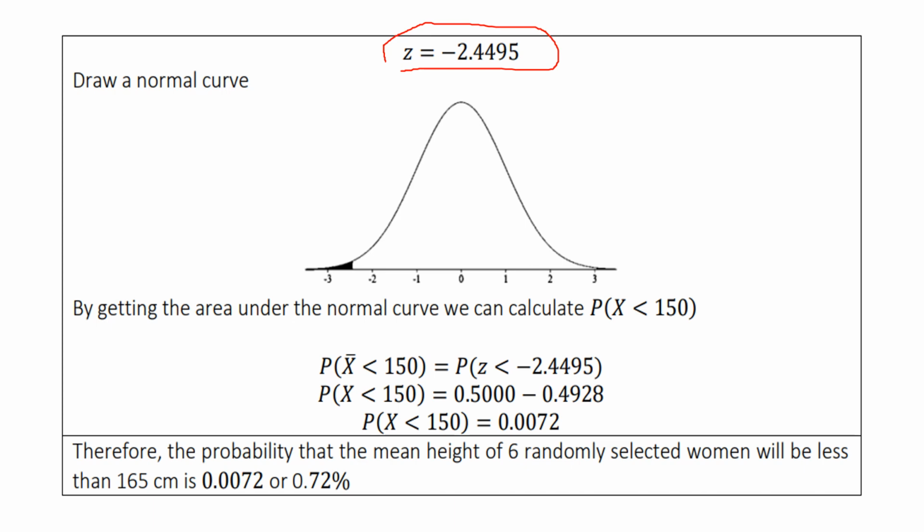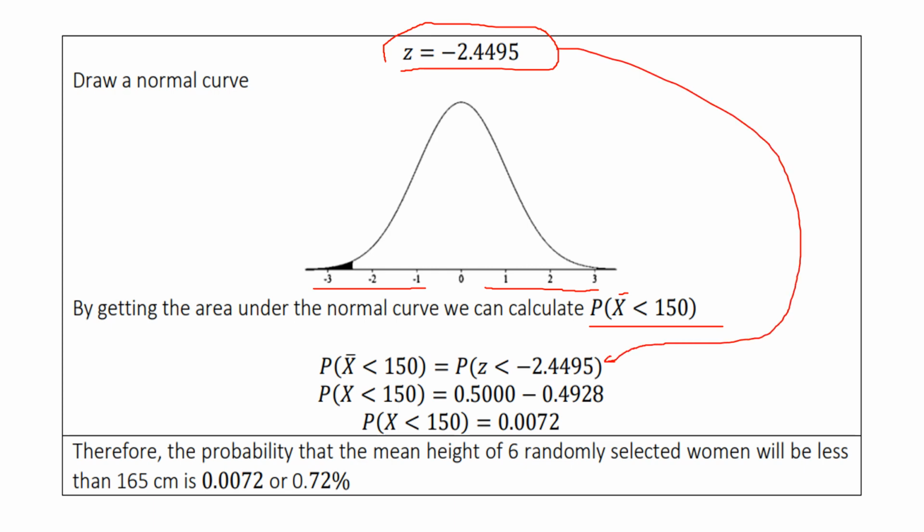So draw a normal curve. Here from 0 to positive 3 and 0 to negative 3. There are 3 negative z-scores and 3 positive z-scores, meaning to say there are only 6 z-scores allowed in every normal curve. By getting the area under the normal curve, we can calculate the P of x bar. So it's x bar less than 150, which is equal to z less than negative 2.4495. This will be your computed z-score.